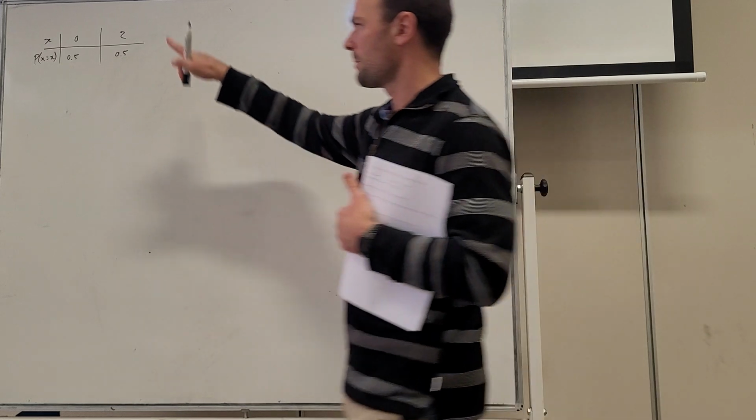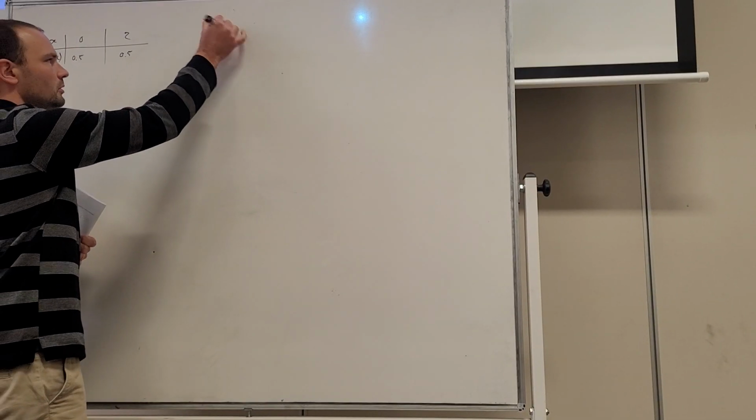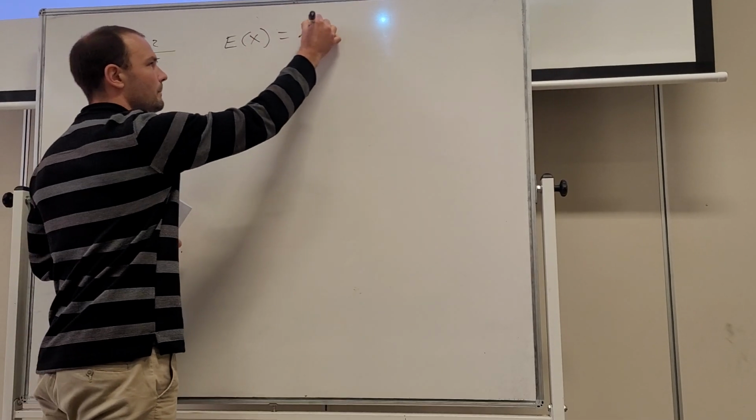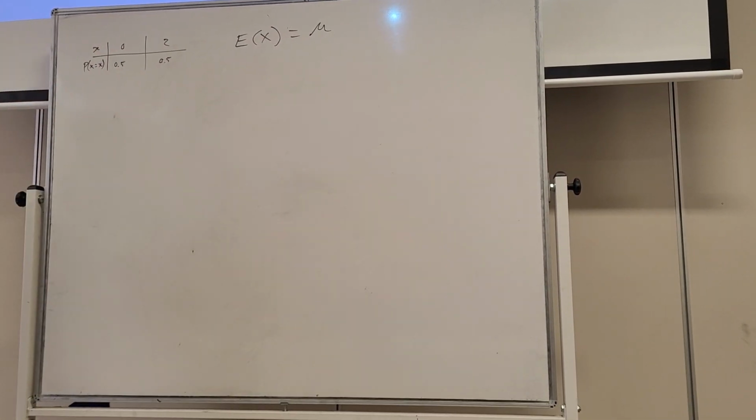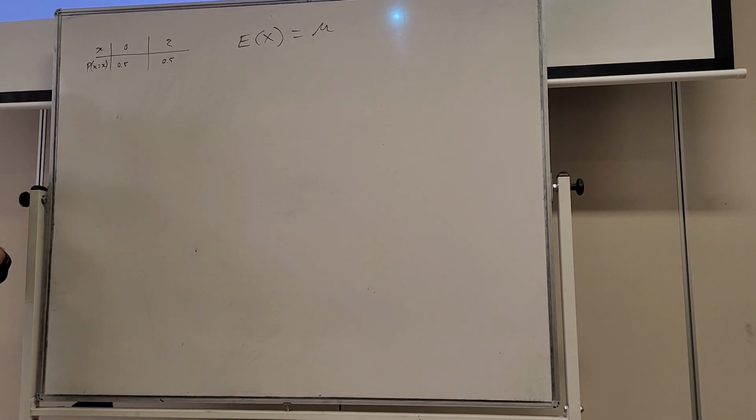So we know from a probability distribution you can calculate what we call the expected value, E of X, which is the mean. What this means is that if you were to repeat this experiment over and over and over again, this is the average result that you can expect. That's what E of X is.